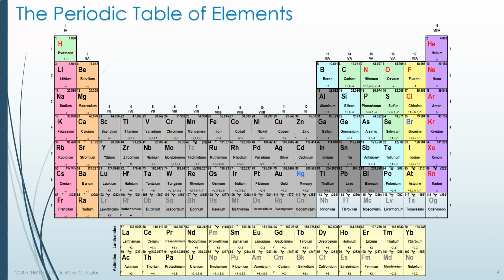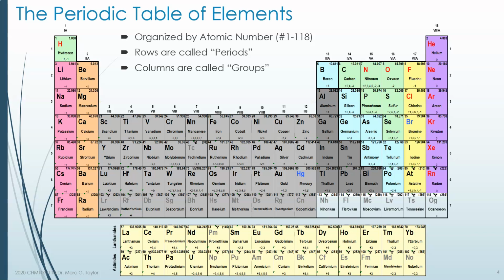The vertical columns are called groups because atoms within that group tend to have similar properties. So they're organized by the atomic number, the number of protons. The rows are periods, the groups are the columns, and atoms within the column have similar chemical properties and reactivity towards other chemicals.